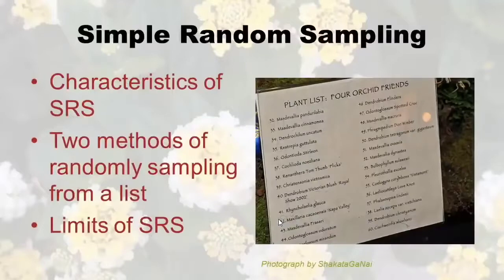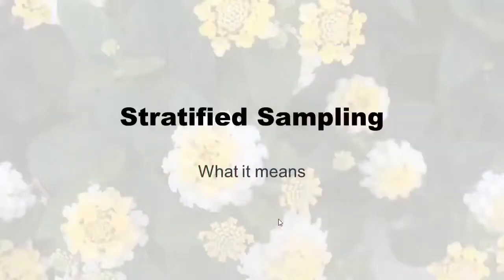So I just went over the characteristics of simple random sampling and two different methods you can use to sample from a list, and I also mentioned the limits of it. Now we'll talk about a different kind of sampling, stratified sampling.